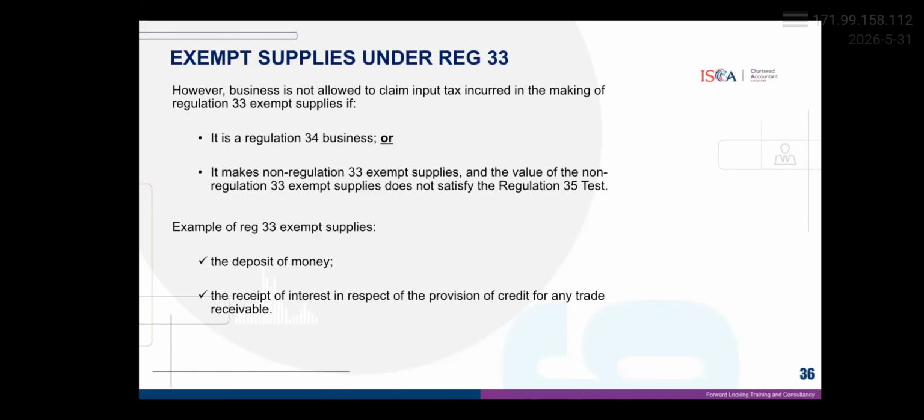Some examples of Regulation 33 exempt supply, which as we mentioned are needed and integral to the running of your business, include the deposit of money, and the receipt of interest in respect of the provision of credit for any trade receivable.